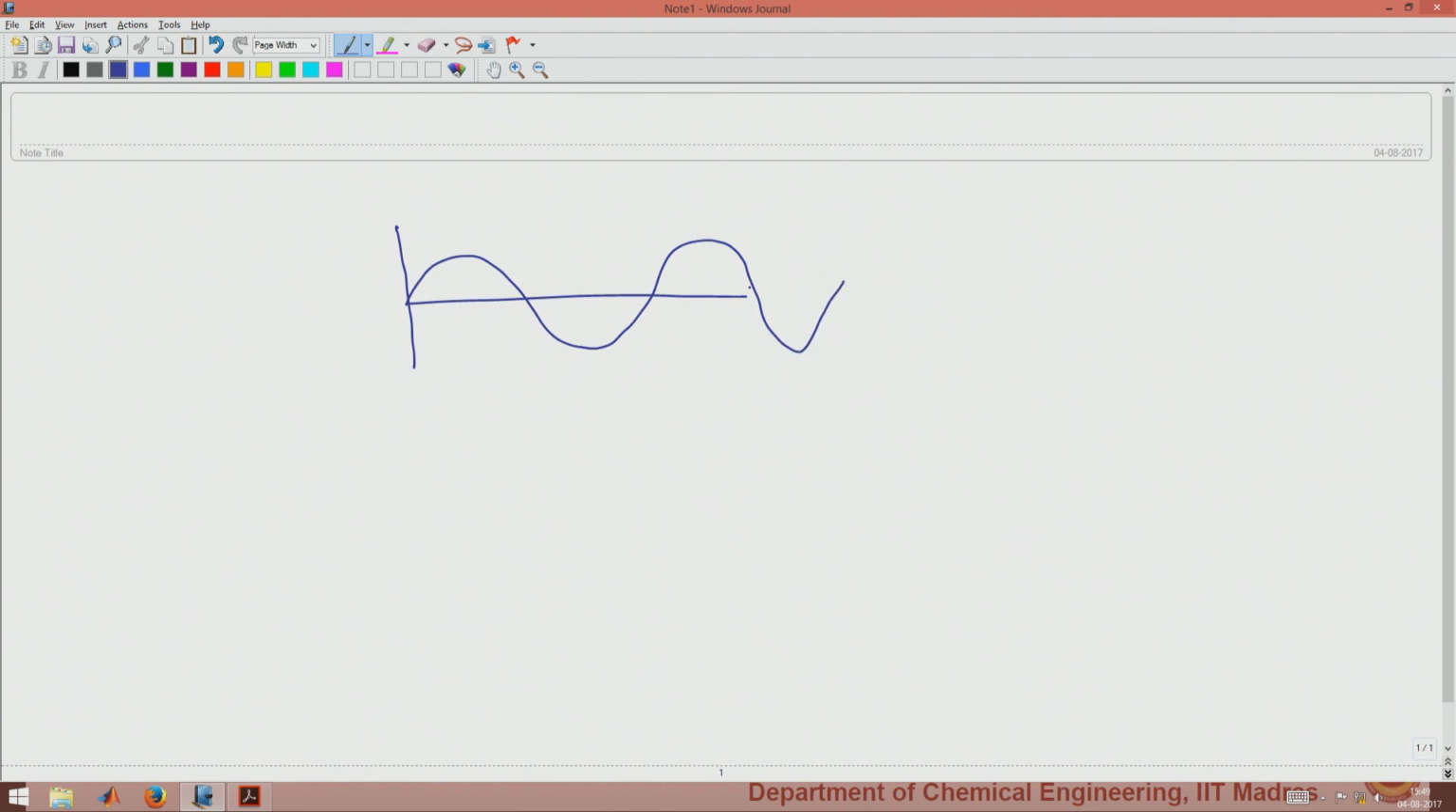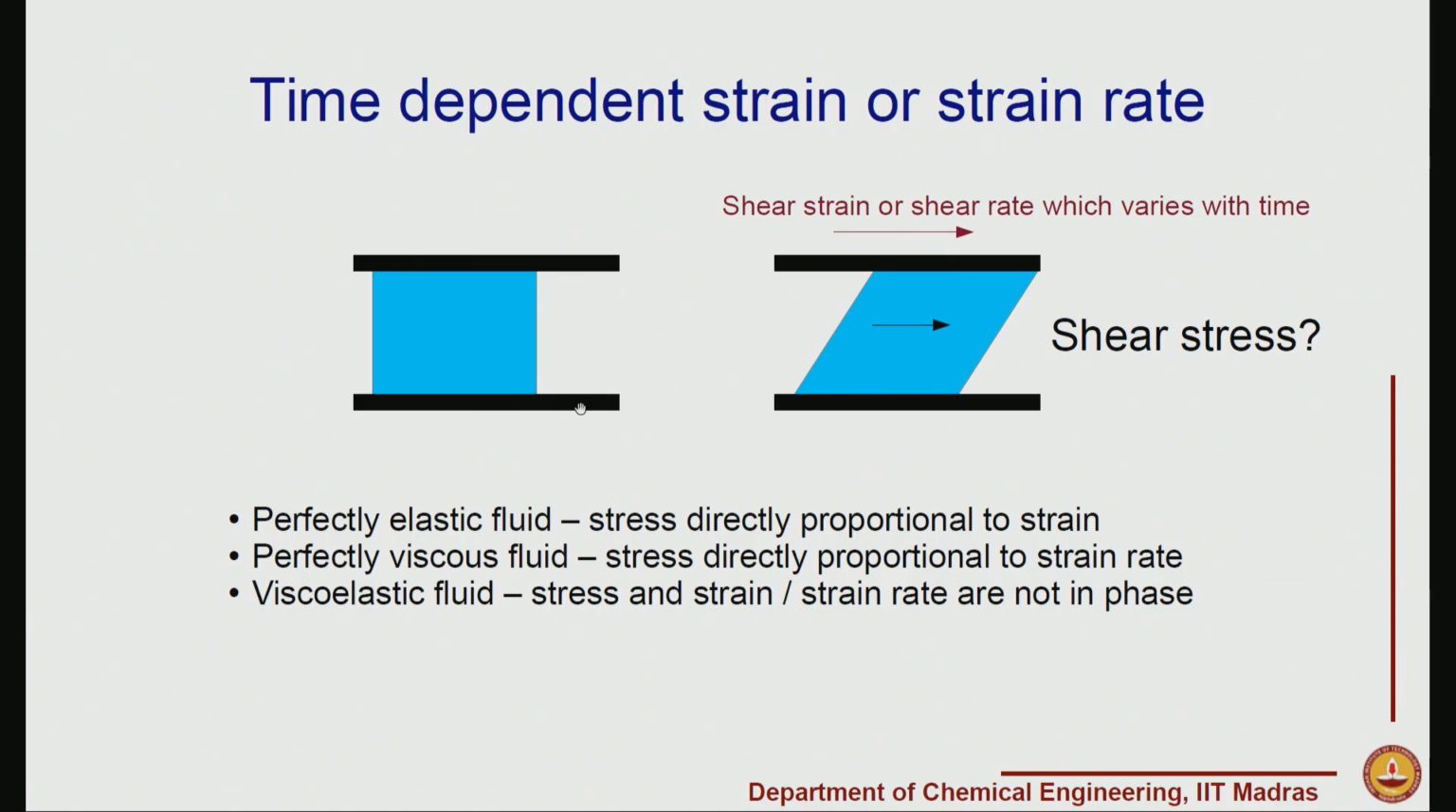In this case the strain goes through maximum and minimum, and we would look at the response of the material. So this is basically strain as a function of time, and the idea is to look at what happens to the shear stress when this material is subjected to a sinusoidal strain or shear rate.